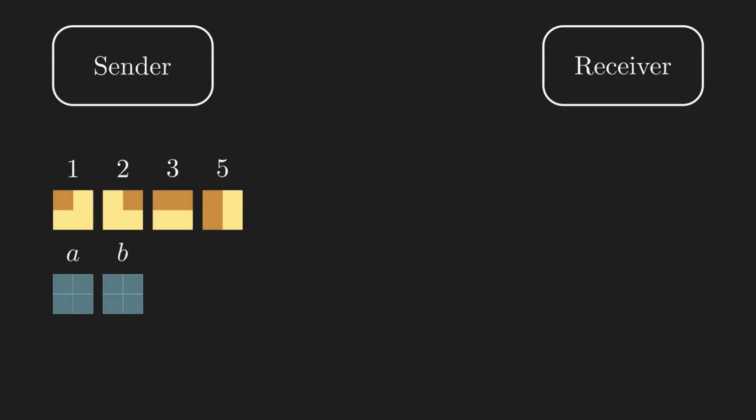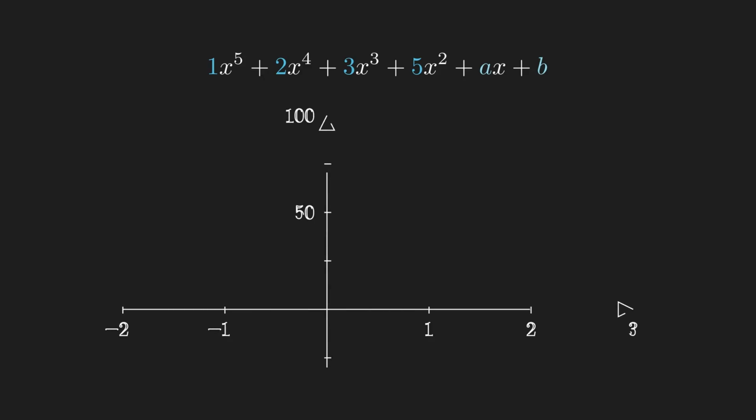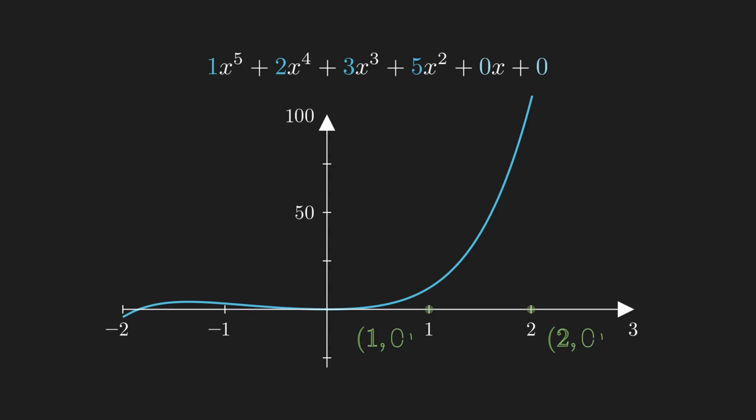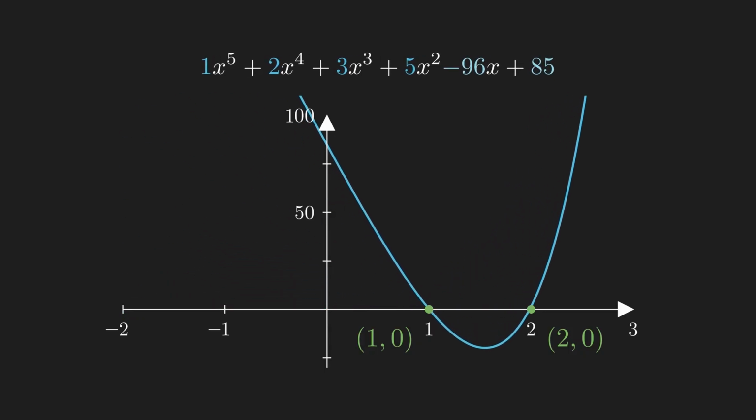It helps if we start thinking of these numbers as the coefficients of a degree 5 polynomial. If we set A and B to 0 for now, this polynomial would look like this. And here we'll implement our pattern. We'll choose A and B so that the polynomial goes through the points 1, 0 and 2, 0. In our case, that would mean setting A to negative 97 and B to 86.